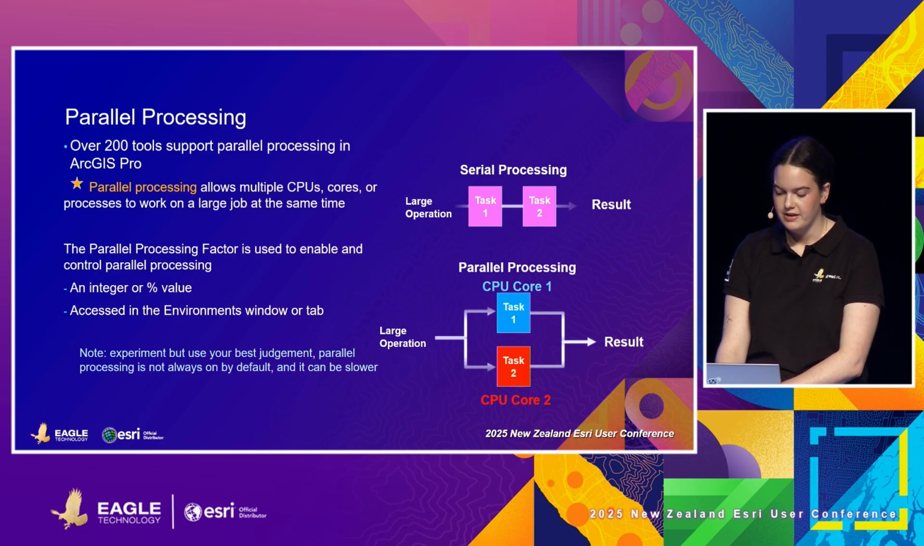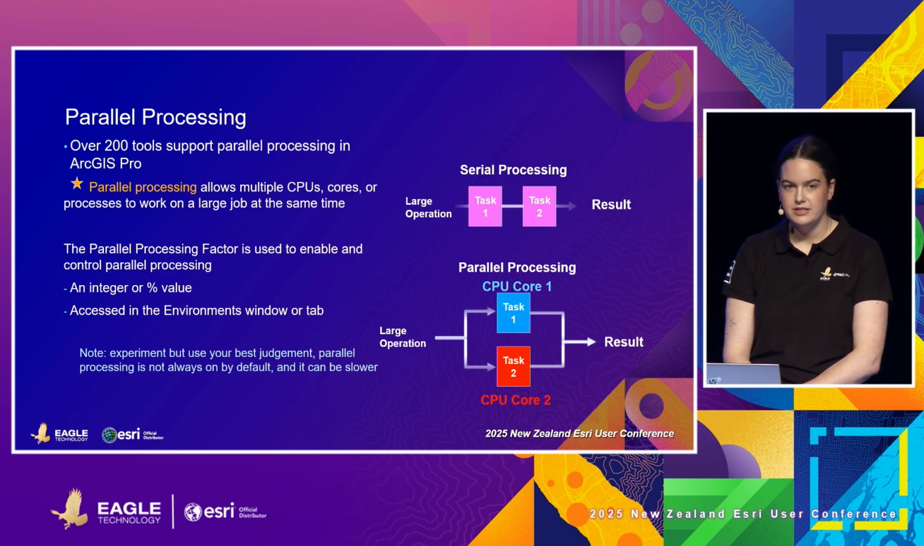To utilize this method, you'll need to navigate to the Environments window or the tab within the tool itself to find the parallel processing factor. This is used to enable and control parallel processing, and it can be either an integer or a percentage value. Each tool that is supported by parallel processing already has a default value that you can change based on your data operation and the available resources.